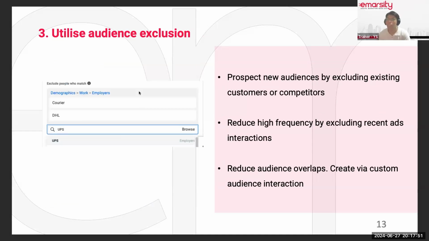Third tip, utilize audience exclusion. Basically, what this means is, sometimes we reach out with ads, right? But we're actually reaching out to our competitors also. Our competitor will be, you are running ads, my competitor. So basically what this does is you are able to exclude your competitors from seeing the ads.